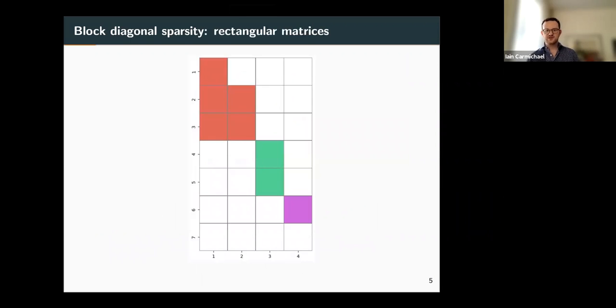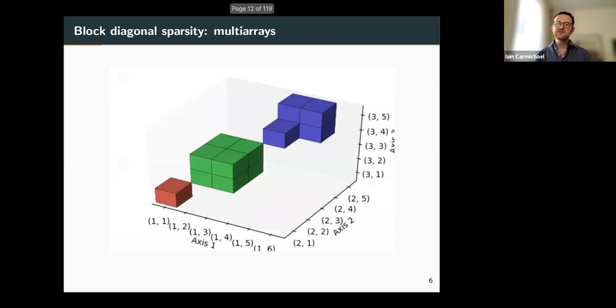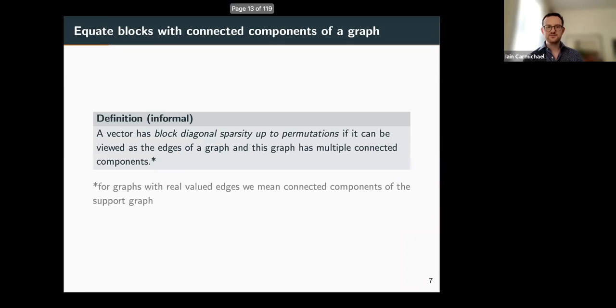And so block diagonal property can apply to matrices beyond symmetric matrices. So here's a picture of a rectangular matrix. And our methods will cover, or can be extended to cover, rectangular matrices. And we can even talk about block diagonal multi-arrays. I'm not going to define this precisely, but again, our methods will naturally extend to the multi-array case.